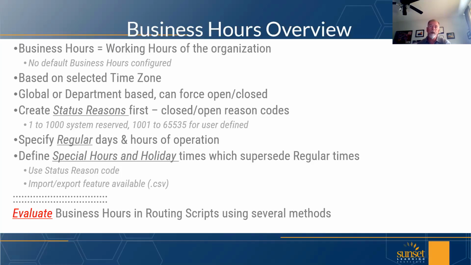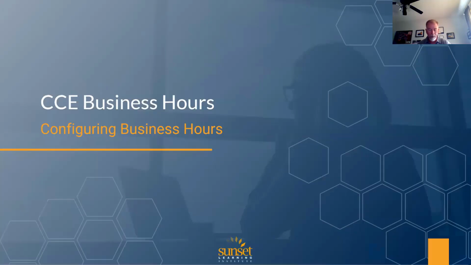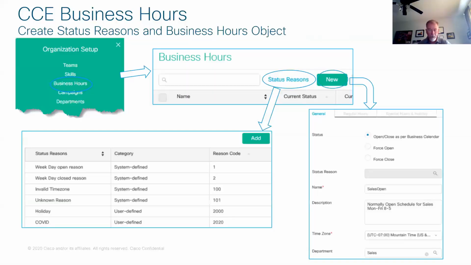And there's also an import-export feature available. So if you've got a bunch of holidays listed or strange hours of operation listed, you can put all those in a CSV and suck those into the system without having to do that manually. And then our goal is to evaluate business hours within routing script using a couple of methods we'll talk to you about. And again, the business hours we're evaluating is actually the entry within the configuration we'll see here. So let's show you what all that actually means.